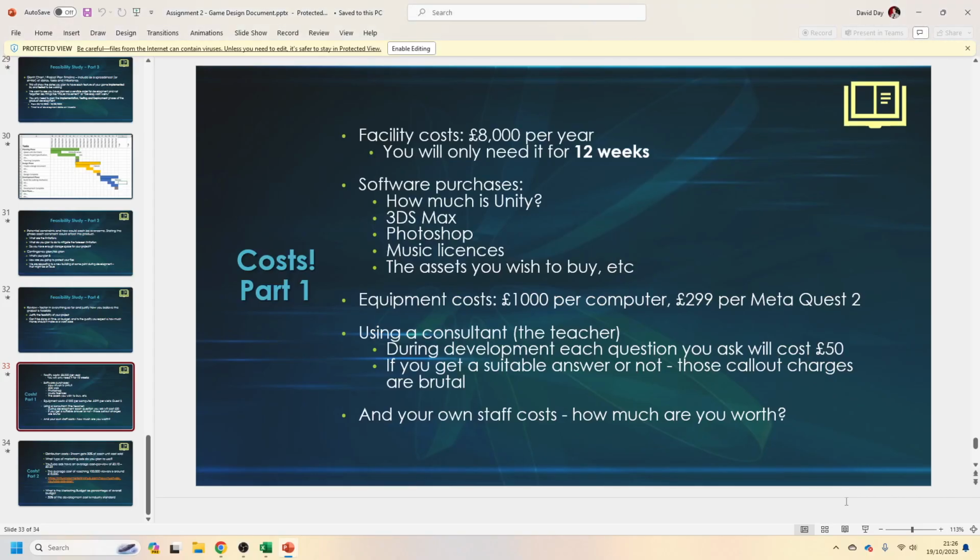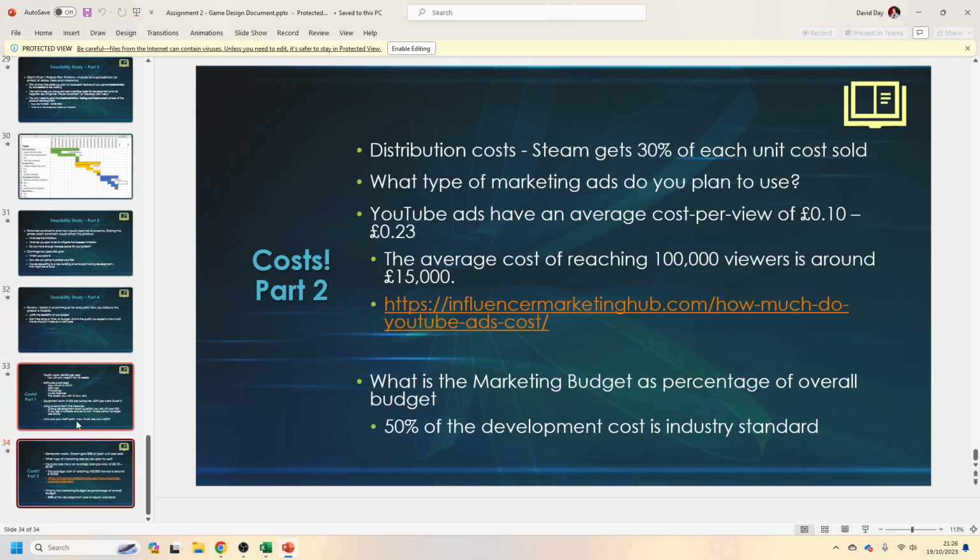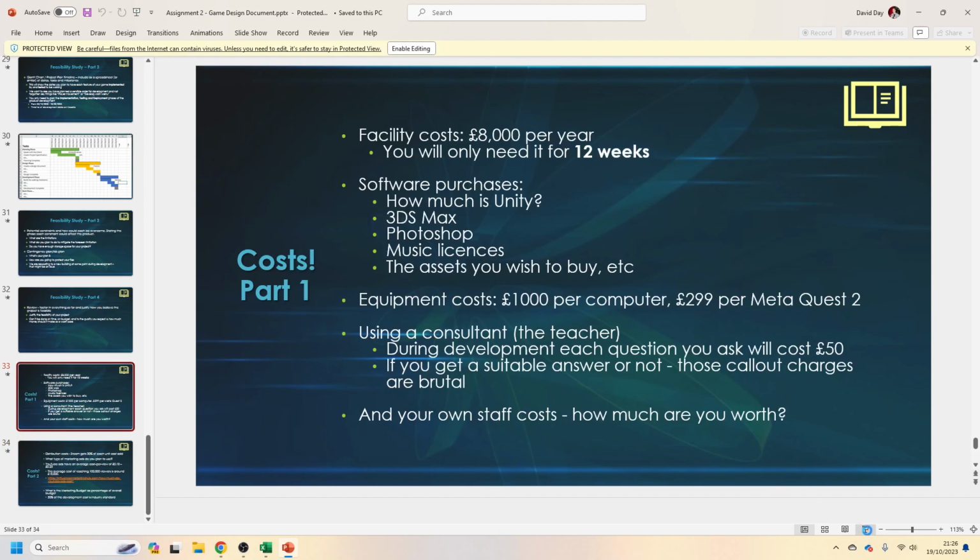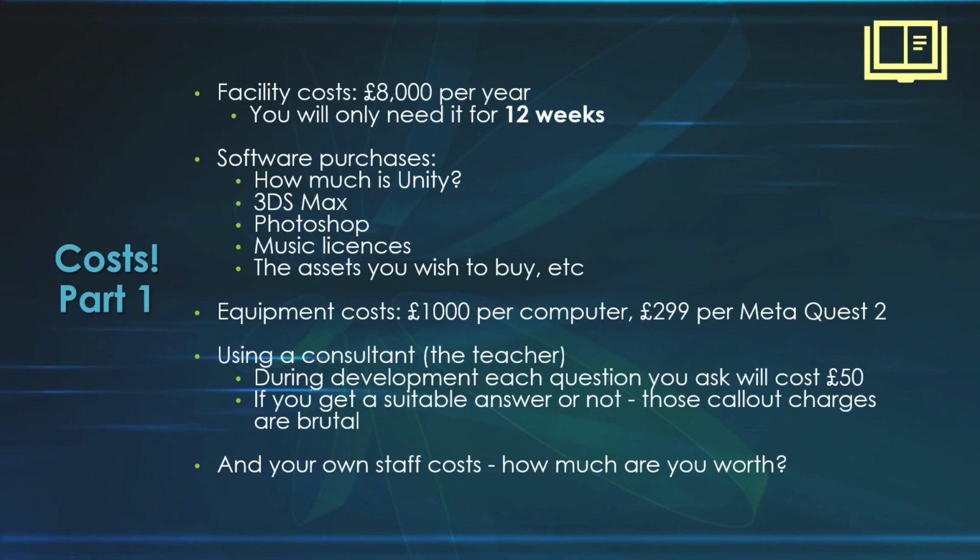The end of the PowerPoint presentation that accompanies assignment 2 has these two slides at the end. The costs we intend to simulate, just as a recap for the benefit of those that don't know: to rent Coombswood costs £8,000 a year, but we don't need it for a whole year, we only need it for 12 weeks. Software purchases such as Unity, 3ds Max, Photoshop, music licenses, assets you wish to buy or could conceivably buy from the asset store. Equipment costs £1,000 per computer and £299 for a Quest 2. You could of course go up to the £500 mark if you insisted on a Quest 3, but I don't think that's necessary.